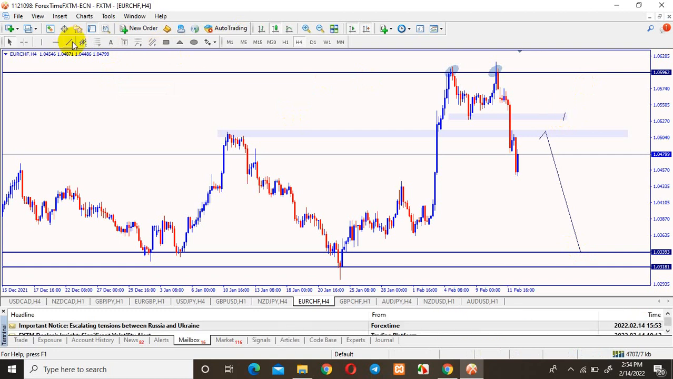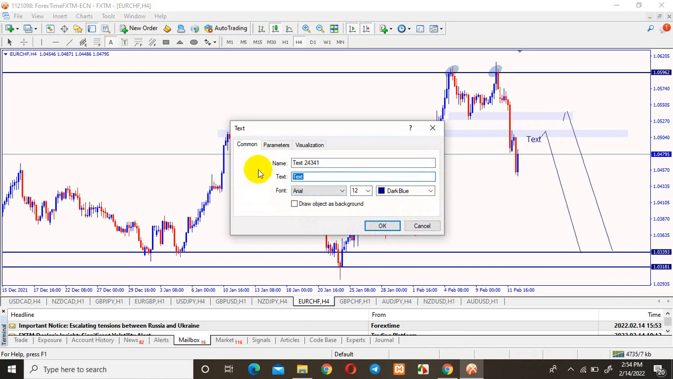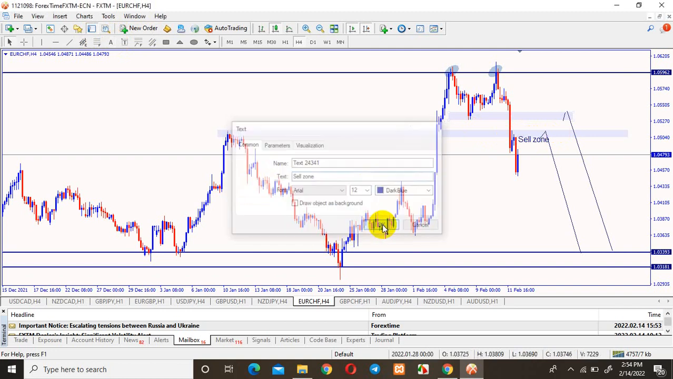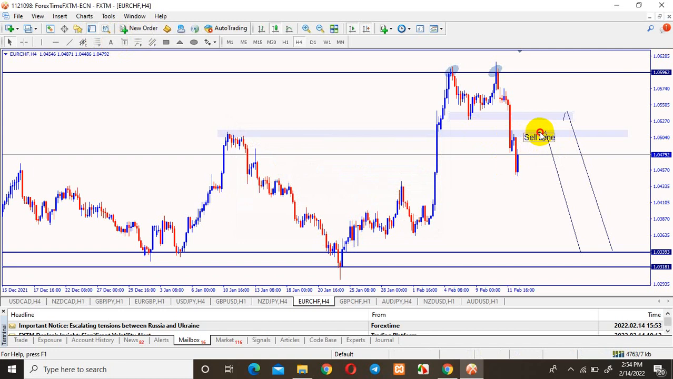I will expect you to look at what price is doing within these two zones. Out of these two zones, we've got an entry in case price did not get to the second zone. Sell zone, sell zone. I have a sell zone here, and I have another sell zone here. So we look at what price will do here.